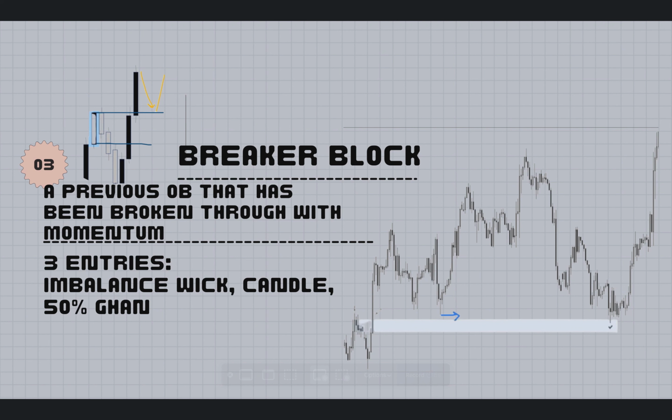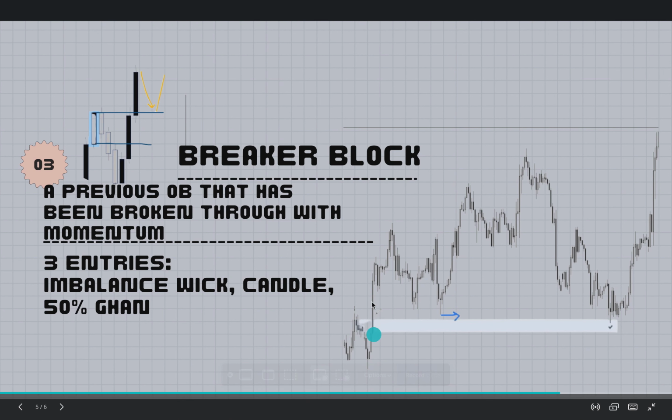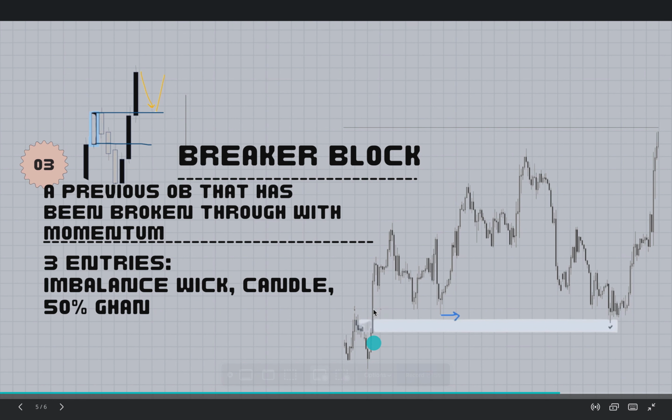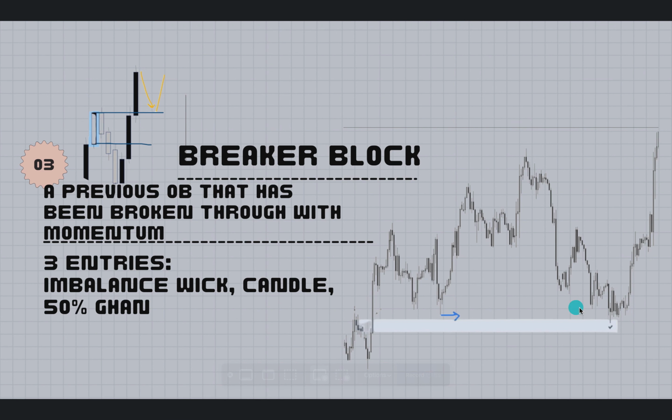Breaker blocks usually work only with inefficiencies, voids, imbalances, whatever you want to call them, and it's basically this candle right here where price didn't leave wicks, and it's very bullish, very strong, huge momentum, and it's basically a lot of orders need to be picked up here so that price can collect that imbalance.